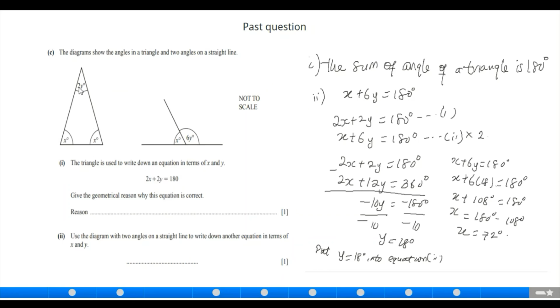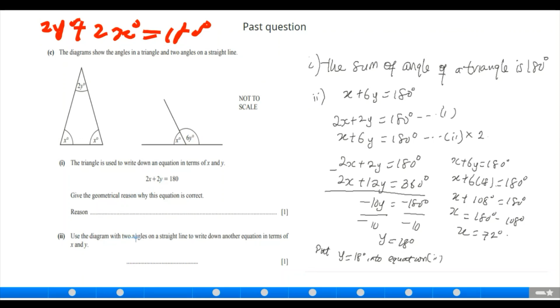For this angle, it's going to be 2y plus x plus x equals 180 degrees, and x plus x is 2x, so we have 2y degrees plus 2x equals 180 degrees, or the other way around, 2x degrees plus 2y degrees equals 180 degrees. So the reason why this is written this way is because the sum of the angles of the triangle is 180 degrees.